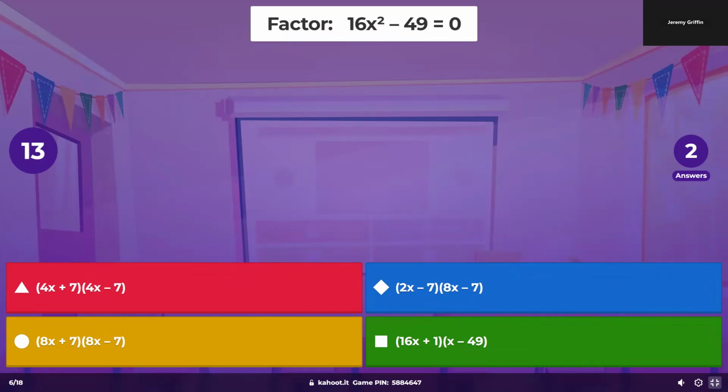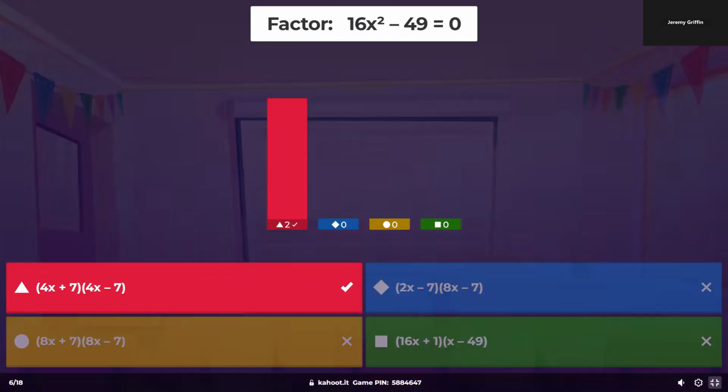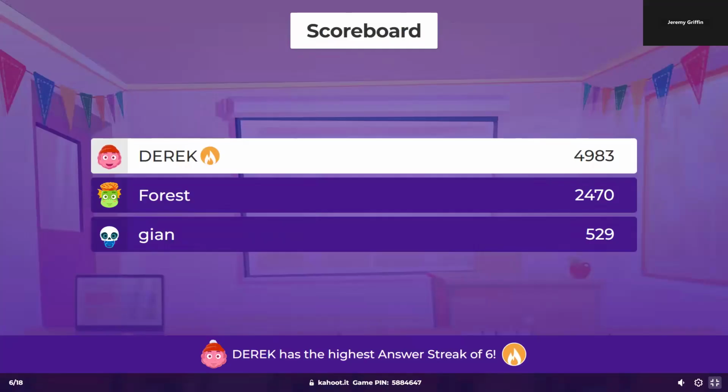Just like before, you could go through all the multiple choice answers and boil each of those out, and only one of them gets back to the original statement. Yeah, one right there. Got Gian, Forrest, Derek.